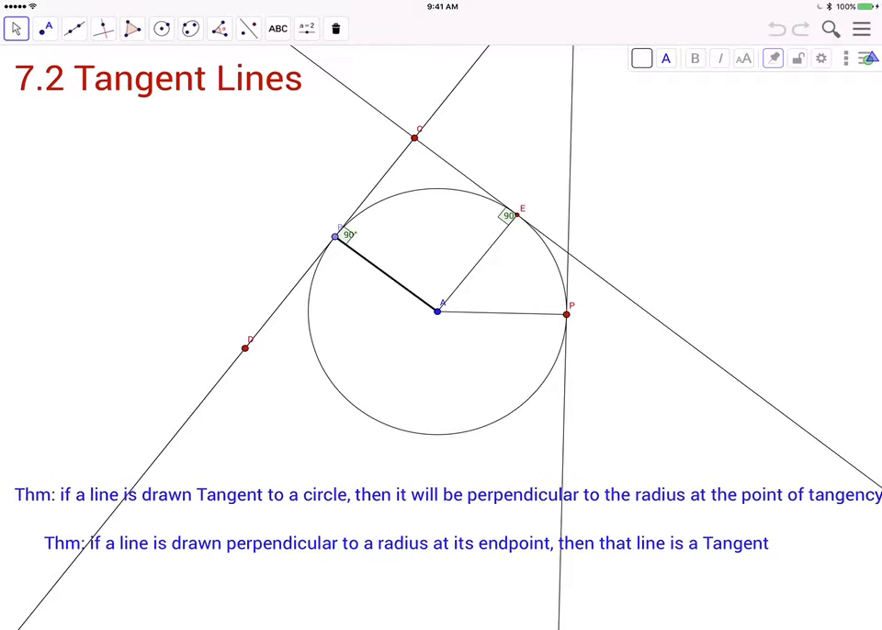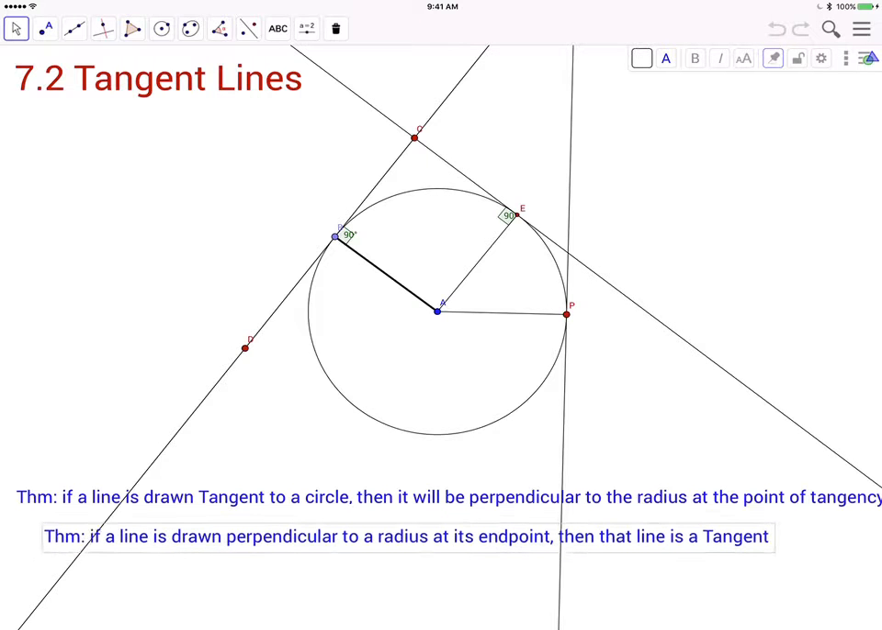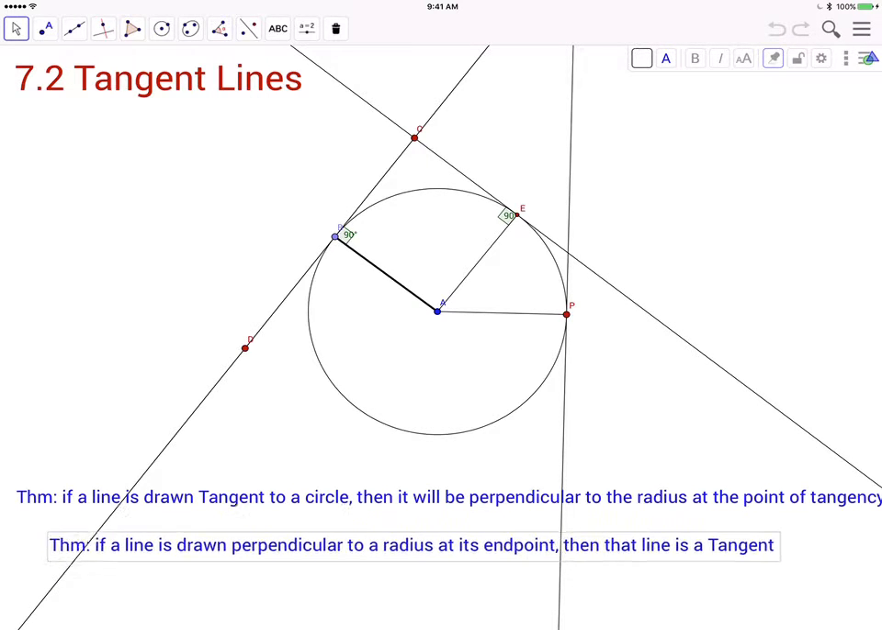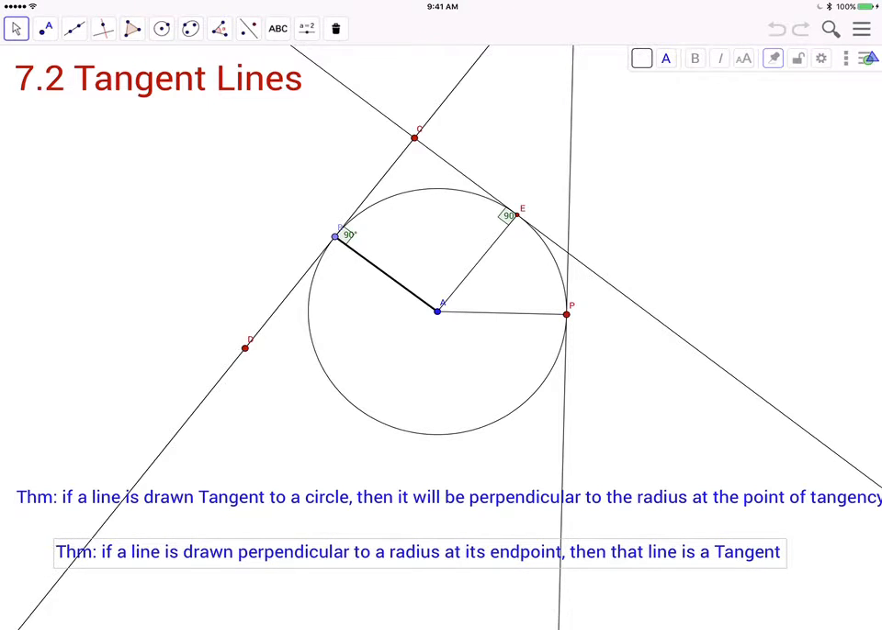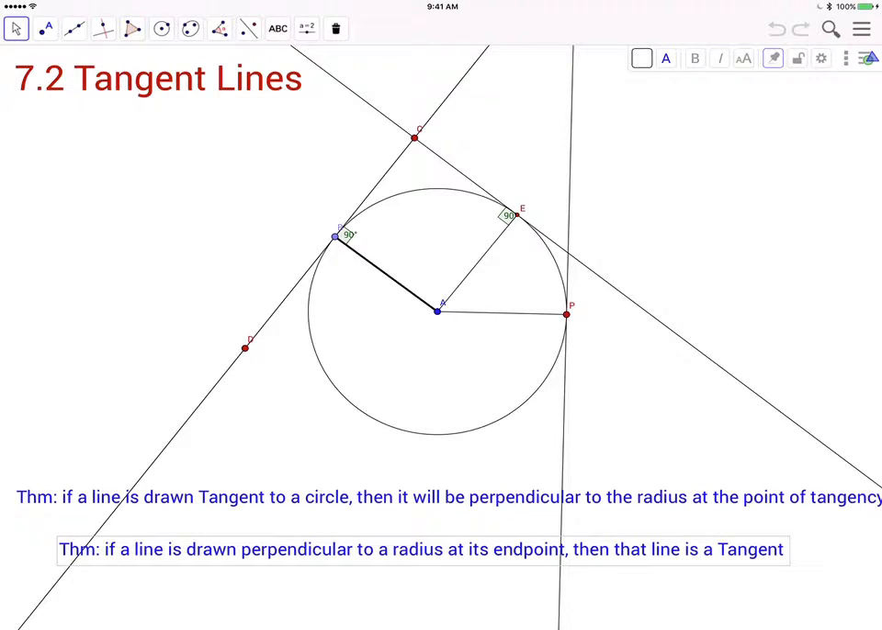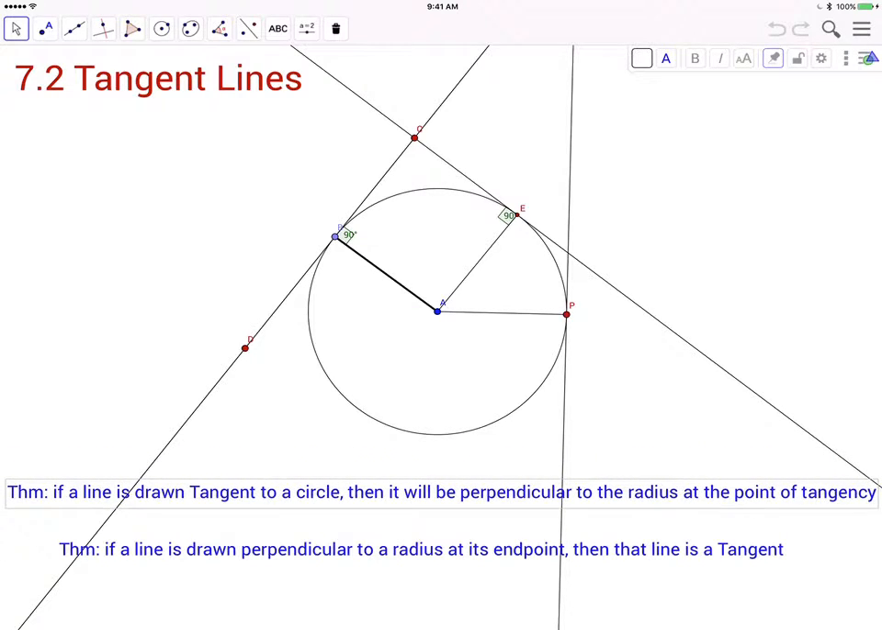If a line is drawn tangent to a circle, then it will be perpendicular to the radius at the point of tangency. As well, we also have, if a line is drawn perpendicular to a radius at its endpoint, then that line is a tangent. So if we think just quickly about the first one, if a line is drawn tangent to a circle, then it will be perpendicular to the radius at the point of tangency.